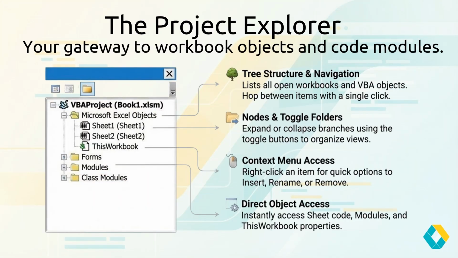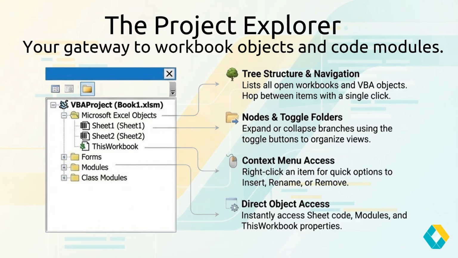VBA Project Explorer Layout. This panel shows the structure of your VBA project and where your code lives. Sheets contain worksheet-specific VBA code. Forms store user forms used for user interaction. Modules hold standard VBA procedures and functions. Class modules define custom objects, properties, and methods.